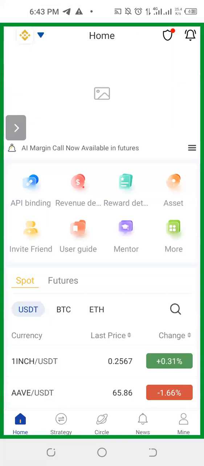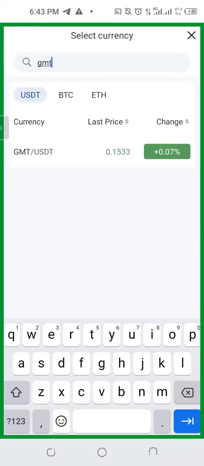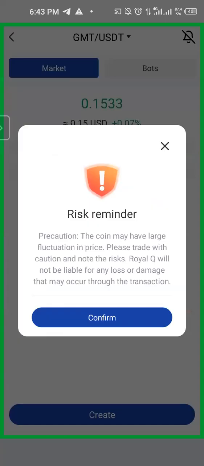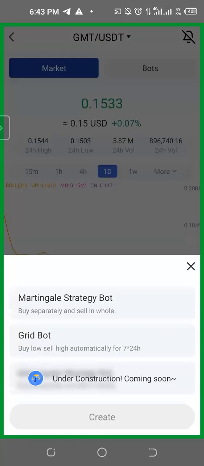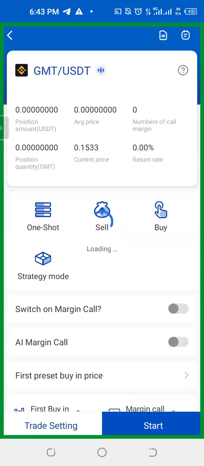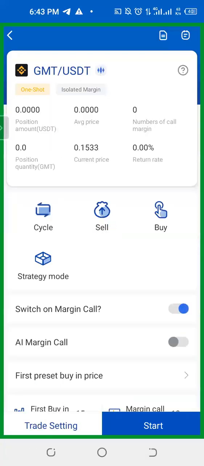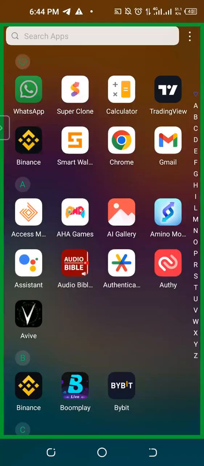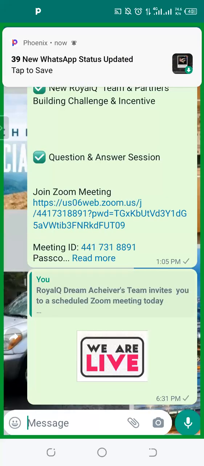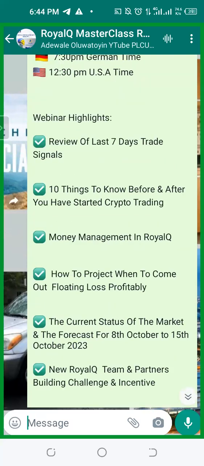GMT has delivered. So it didn't take long for the coin to deliver. The next coin I sent was SLP. That was the recent coin I sent today. Now, let me go to the next agenda.